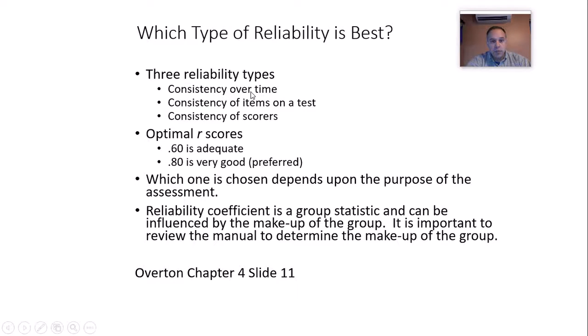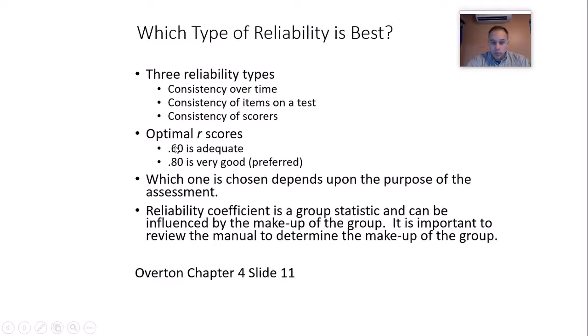And the types of reliability were consistency over time, consistency of the items, and the consistency of the scores. And all three of those are covered in the testing manual. Time is, I believe, covered first. We'll take a look at it. Consistency for the two parallel forms, and consistency of scores was inter-rater reliability.